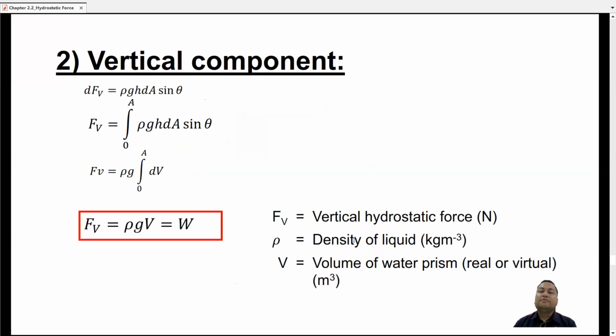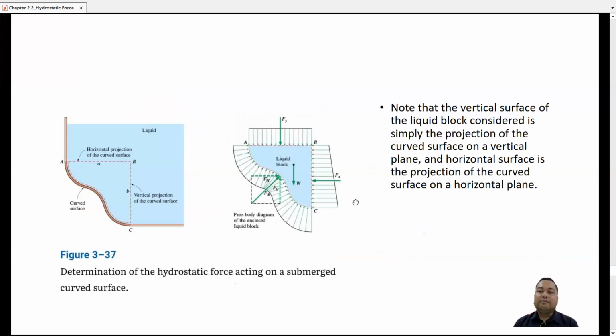Whereas for the vertical component, from this derivation, we obtain the final equation as Fv is equal to rho g V, where the V here is the volume of water prism, which is equivalent to the weight of the liquid. Note that the vertical surface of the liquid block considered is simply the projection of the curved surface on a vertical plane, and the horizontal plane surface is the projection of the curved surface on a horizontal plane.